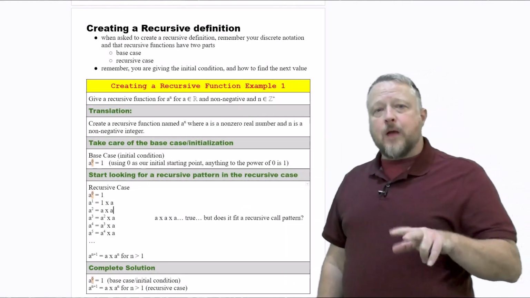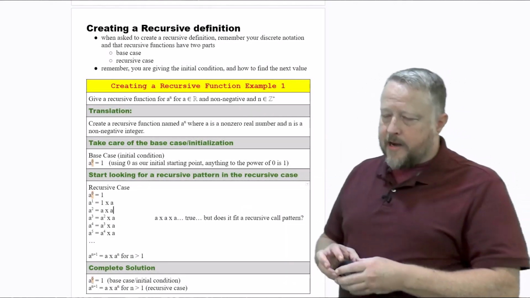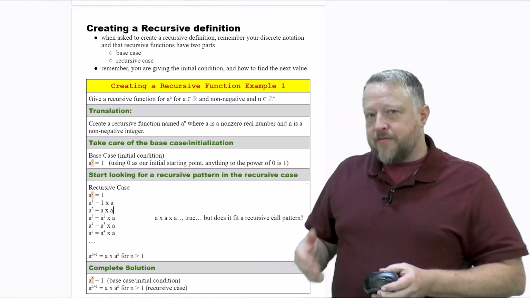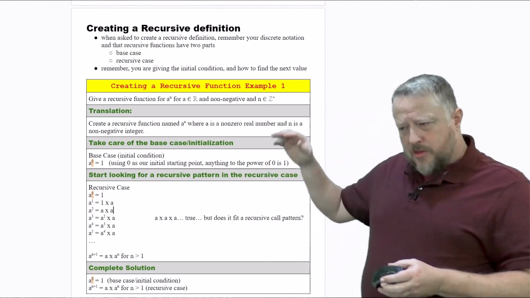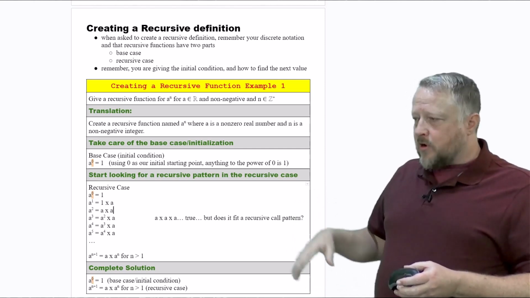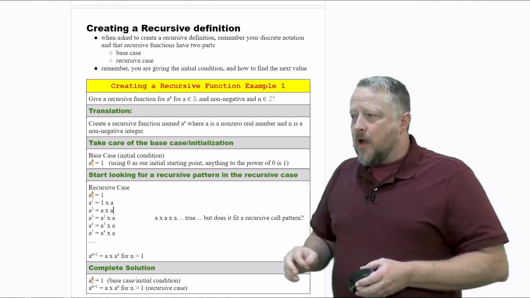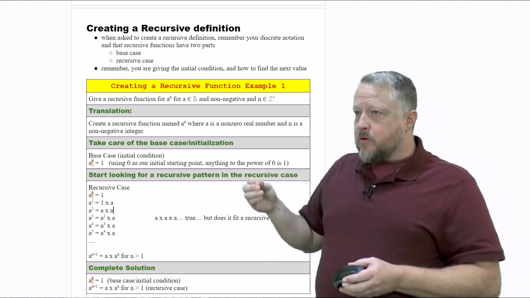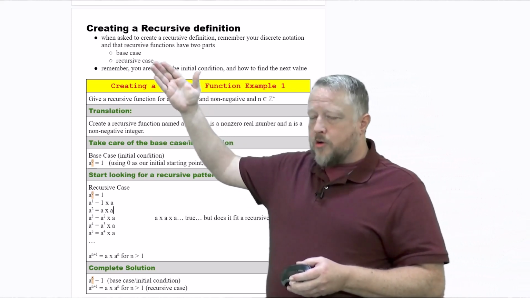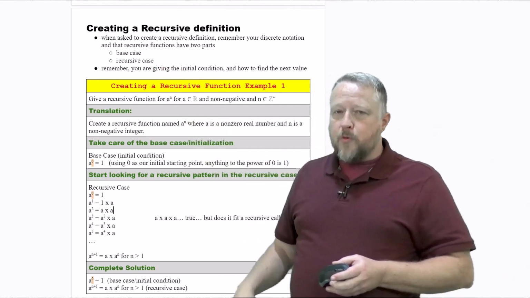I have two examples for you when it comes to creating a recursive definition. The steps are overall the same, so I want to use this as a template for the two examples I'm about to show you. As we've talked about before, make sure you understand what the base case is going to be and what the recursive case is.